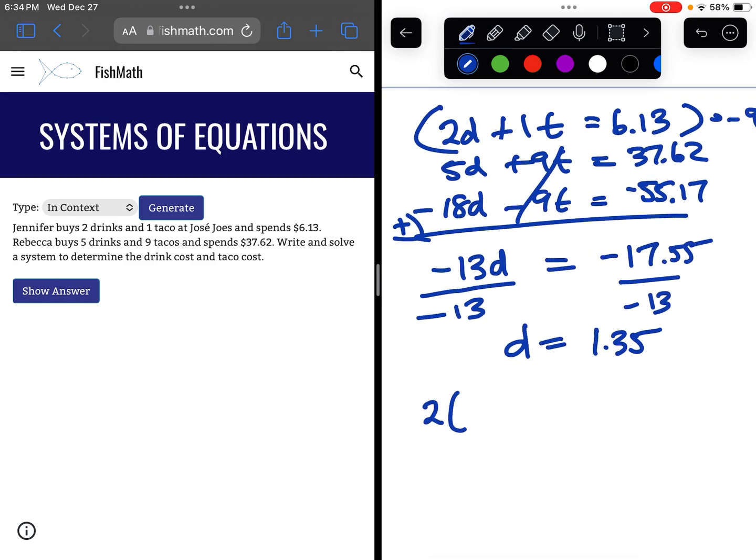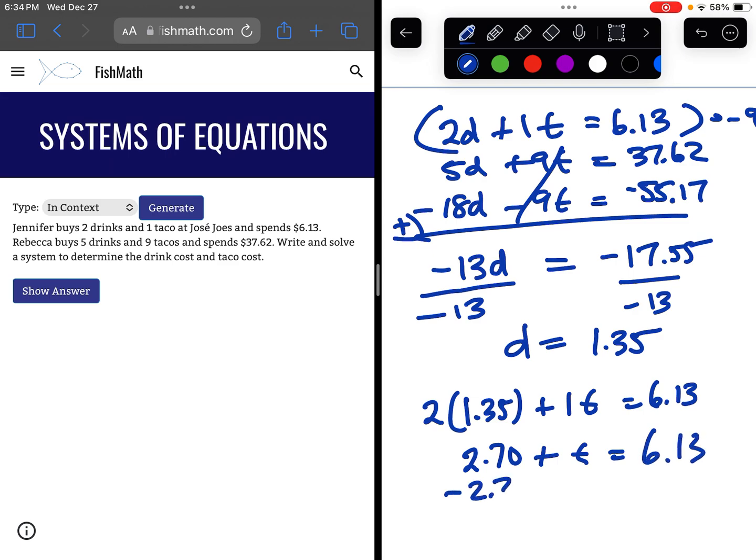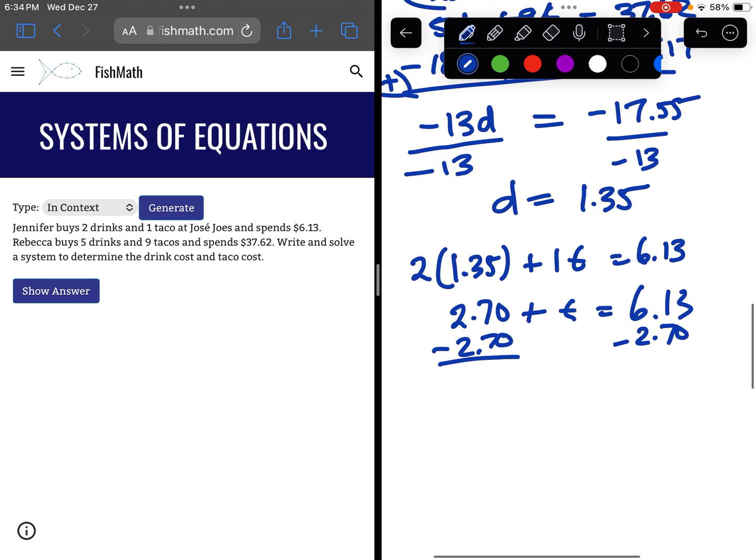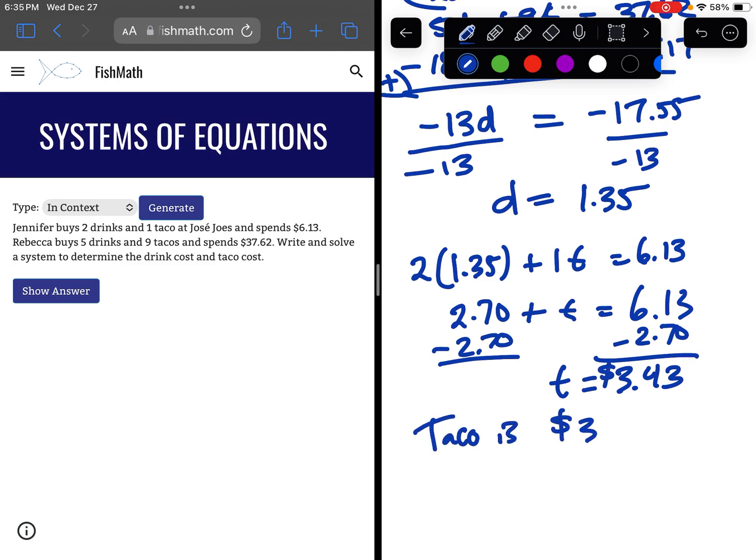And then it says 2 drinks, so 2 times 1.35 plus 1 taco is 6.13. So that times 2 is $2.70 plus t equals 6.13. If I just subtract the 2.70, I will get the cost of each taco. And that gives us $3.43. So that's the taco cost, $3.43. Drink we already had is $1.35. And there we have it.